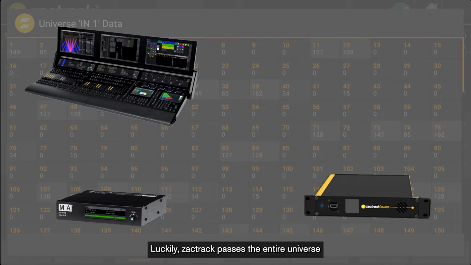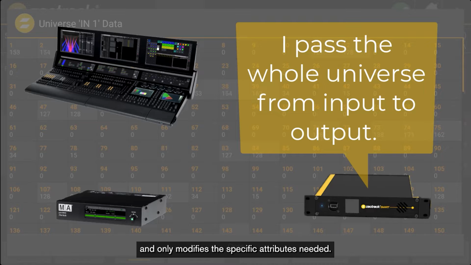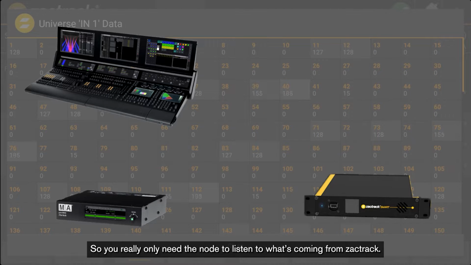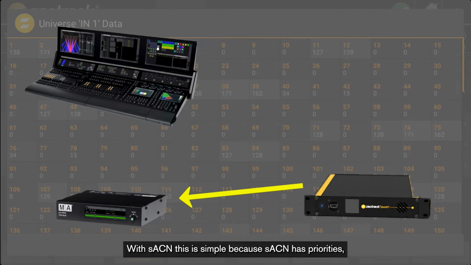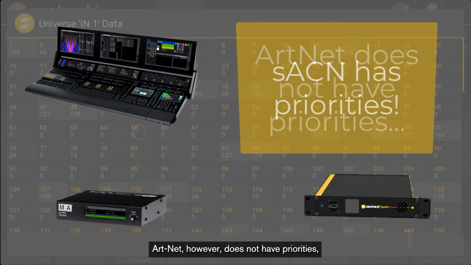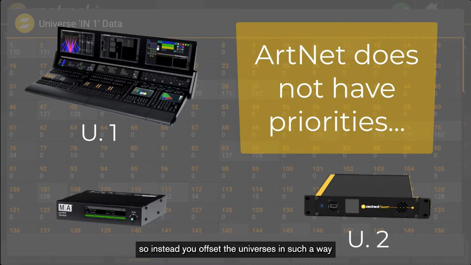Luckily, zactrack passes the entire universe from input to output and only modifies the specific attributes needed. So you really only need the node to listen to what's coming from zactrack. With sACN, this is simple because sACN has priorities, so you can give the server a higher priority than the console. ARTNet, however, does not have priorities, so instead you offset the universes in such a way that the node will listen to the universes from zactrack and ignore the console.